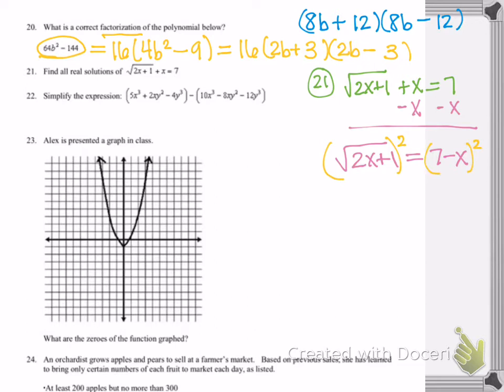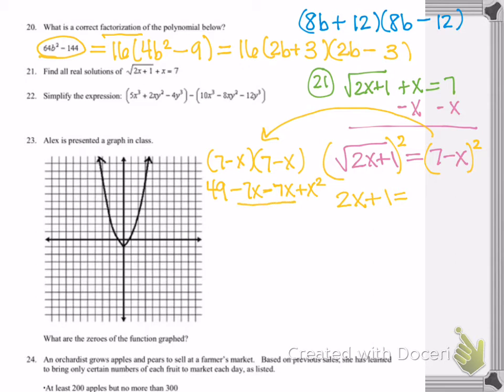When I square the left-hand side of the equation, squaring and square root are inverses, so they cancel each other out. I get 2x plus 1. When I square this side of the equation, a lot of people forget that 7 minus x squared is equal to 7 minus x times 7 minus x. When you square something, you multiply it times itself. So this gives me 49 minus 7x minus another 7x plus x squared. And if I combine these like terms, on this side I get x squared minus 14x plus 49.